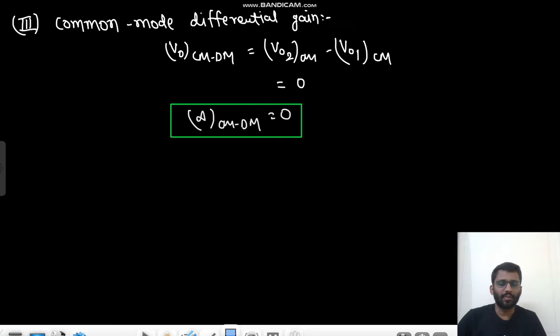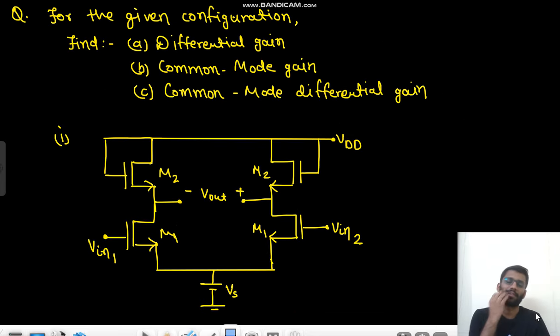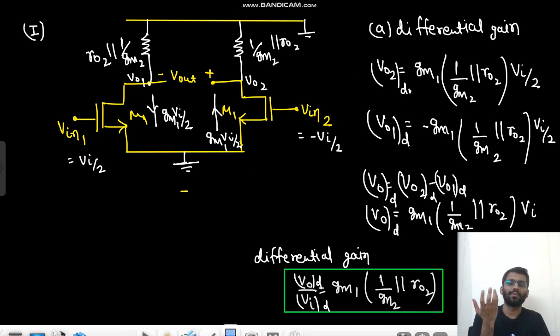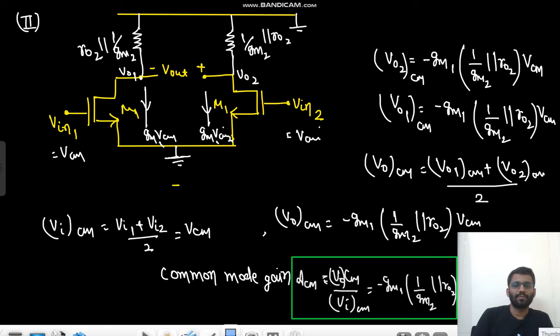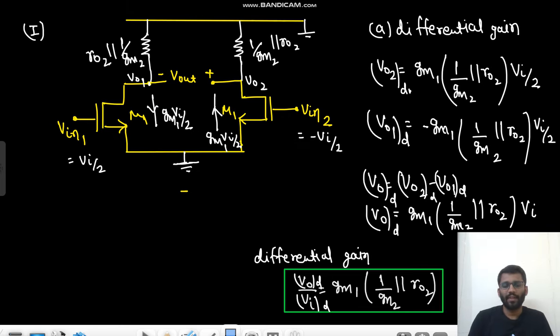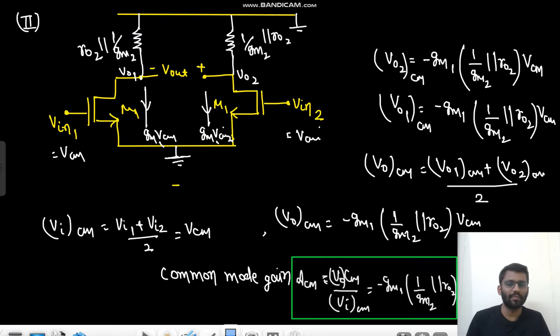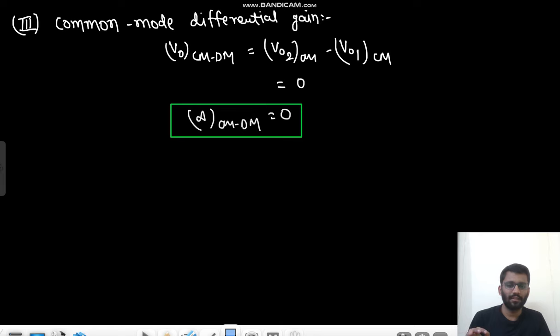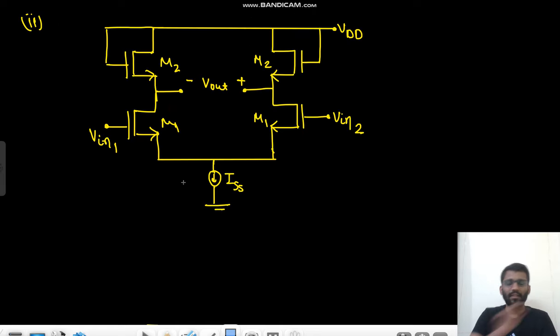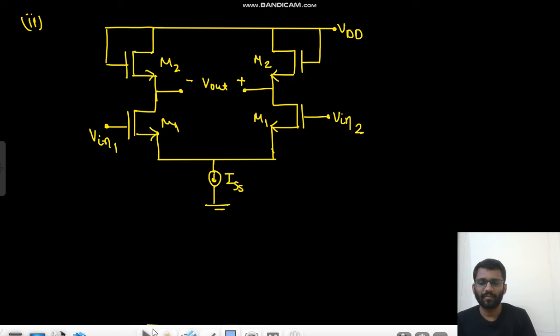Right. So for the first problem, you have calculated all these parameters. So this is what the interviewer can ask you. These questions they can ask you. Here you notice that we have VS, a voltage source. Now for the same complete circuit, you have to calculate the same parameters, but here we have ISS. So we will start the problem.